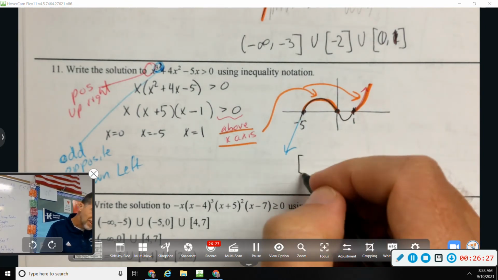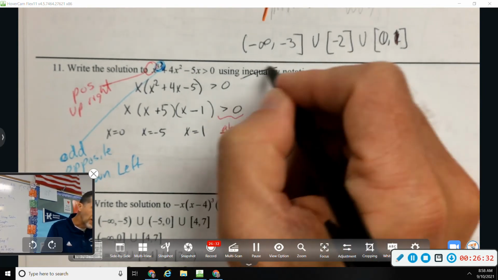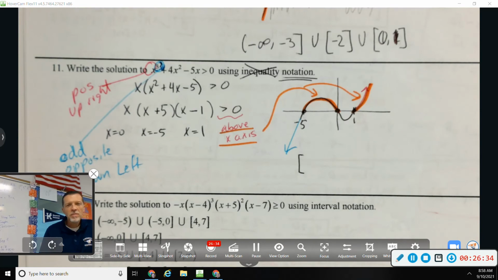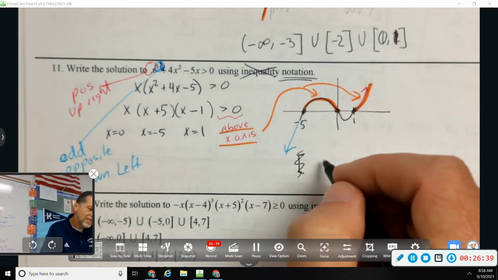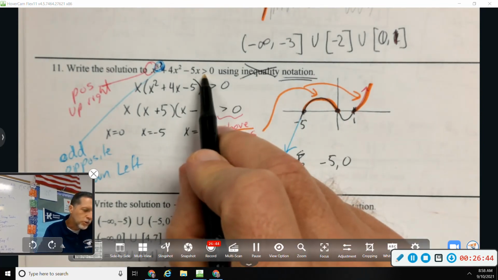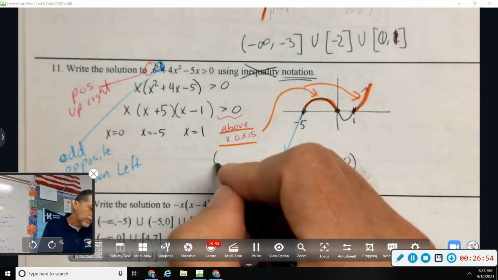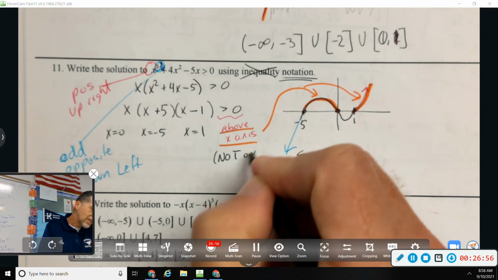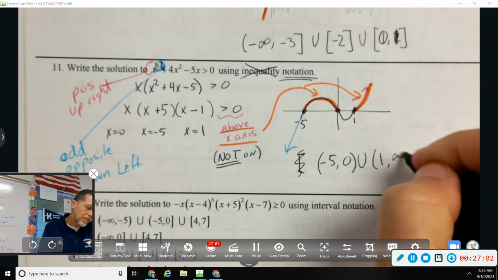You have to write the equation after that. What does it say in inequality notation? Oh, yeah, I bet that's supposed to say interval notation. Don't we not include the 5 since it's just greater than? Yep. So negative 5 to 0, but we don't want to include the 0. So parentheses for all of these points, because we don't want to include them. So above the axis, but not on the axis. And then, yeah, 1 to infinity as well.